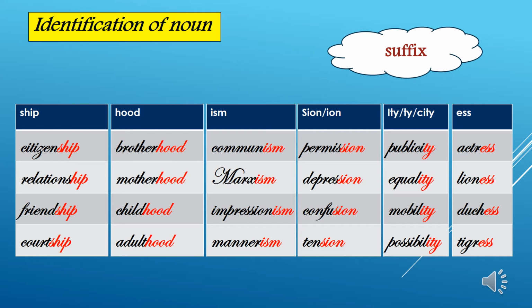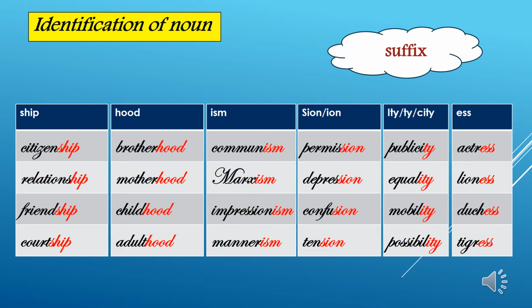Similarly, brotherhood, motherhood, childhood, adulthood. So, hood is a noun forming suffix. Ism: communism, Marxism, impressionism, mannerism. All these words have ism at the end, and hence these are all nouns. You don't need to struggle with the meanings now, only try to identify and read all these words.